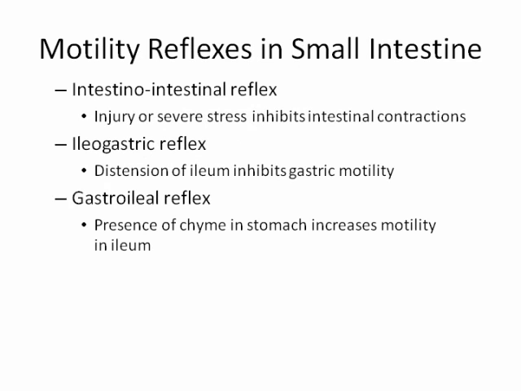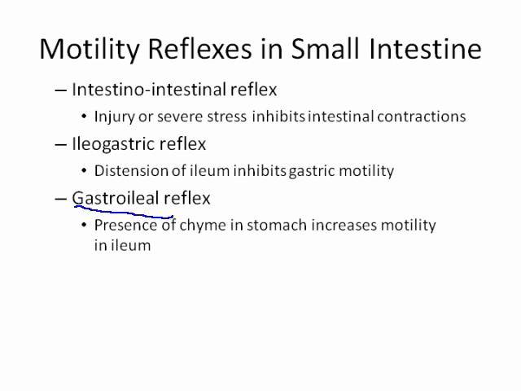Take a look at some of the reflexes in the small intestine. There's what's called an intestinal reflex, meaning that it initiates in the intestine and its effect is also in the intestine. Injury or severe stress inhibit intestinal contractions. So this is bodily injury or just mental stress, anxiety, are going to inhibit intestinal contractions. It's also what's called an ileogastric reflex, coming from the ileum, affecting the stomach. Distension of the ileum inhibits gastric motility. So this, of course, is going to be a way of helping to provide negative feedback to slow the emptying of the stomach into the small intestine.